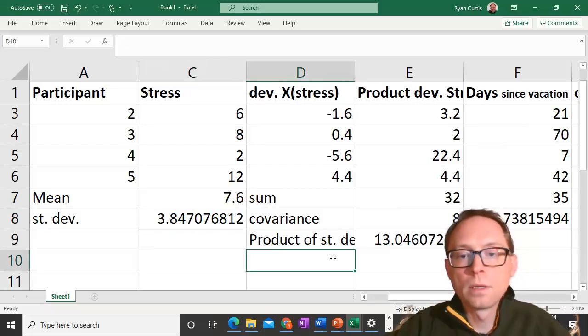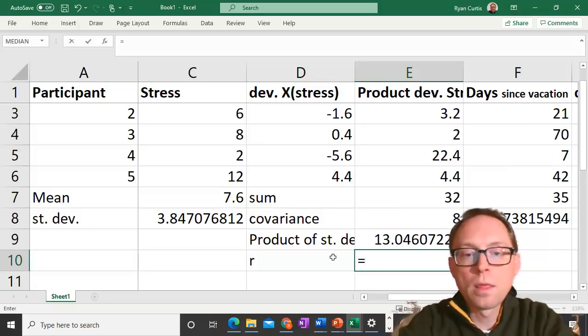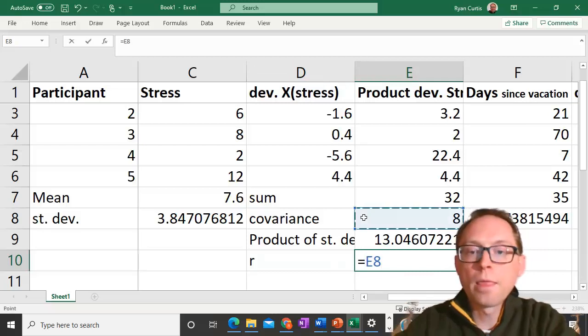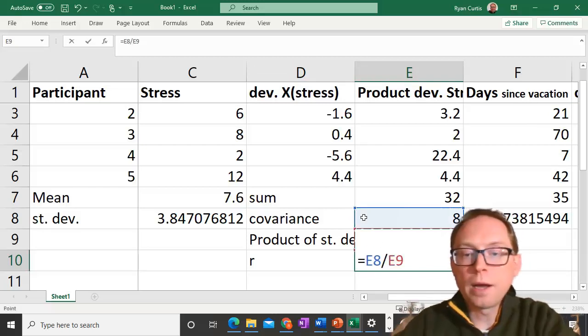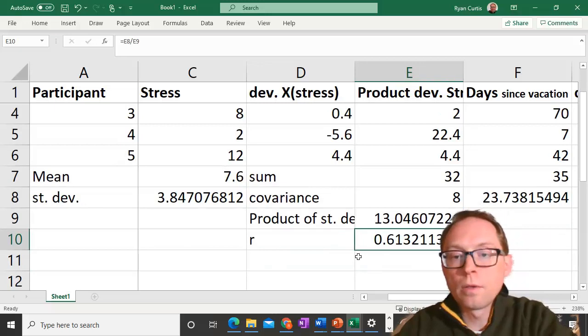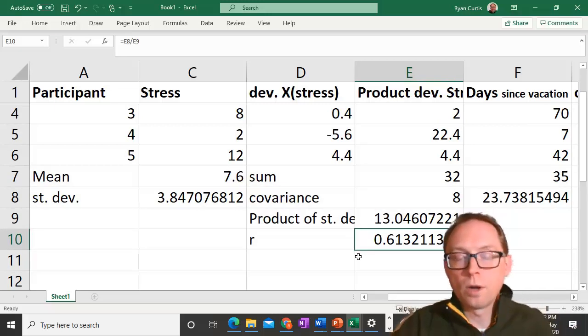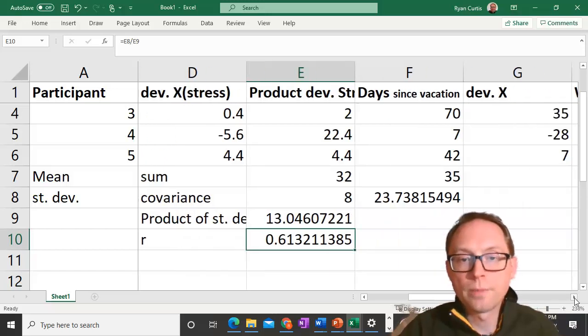Then Pearson's R is going to be the covariance divided by the product of standard deviations. That's 0.6132. That's going to be our Pearson's R.